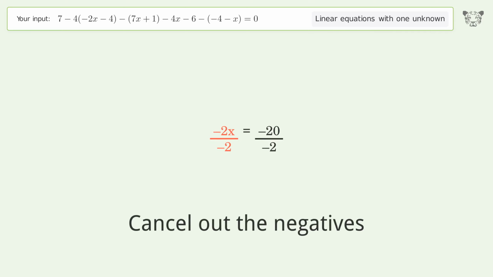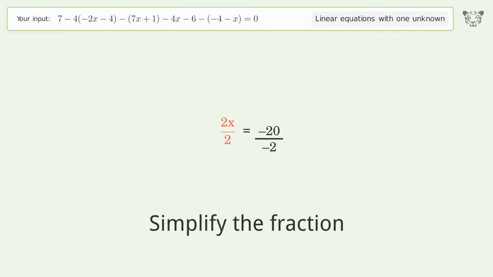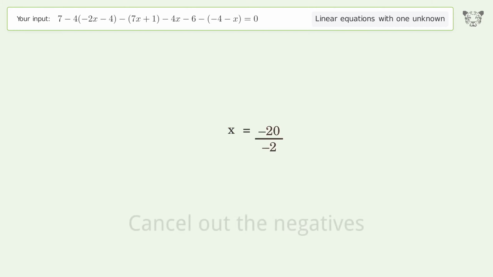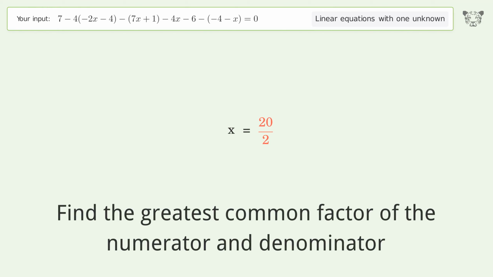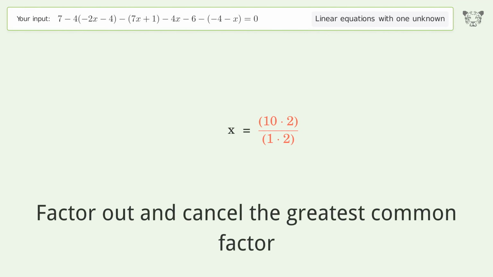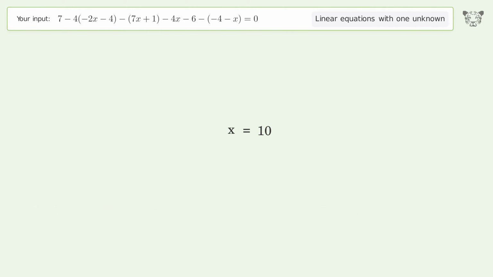Cancel out the negatives. Simplify the fraction. Cancel out the negatives. Find the greatest common factor of the numerator and denominator. Factor out and cancel the greatest common factor. And so the final result is x equals 10.